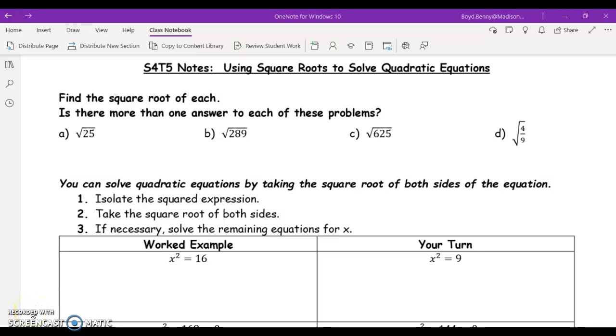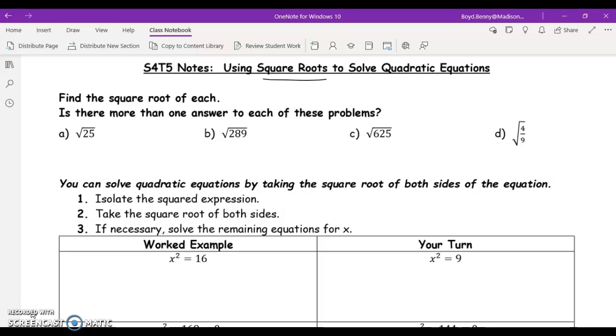Welcome back. So in this lesson, we're going to take a look at solving quadratic equations using square roots. Okay? So before we dive into actually solving some quadratics, let's review what is a square root. So a square root is the number that, when multiplied by itself twice, equals the number under the radical symbol.